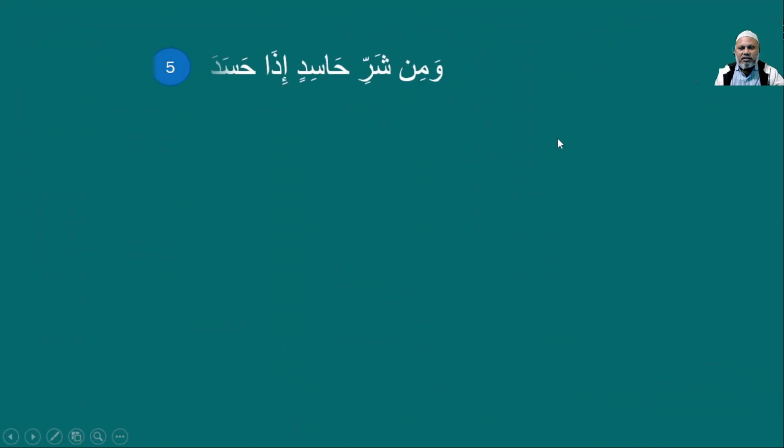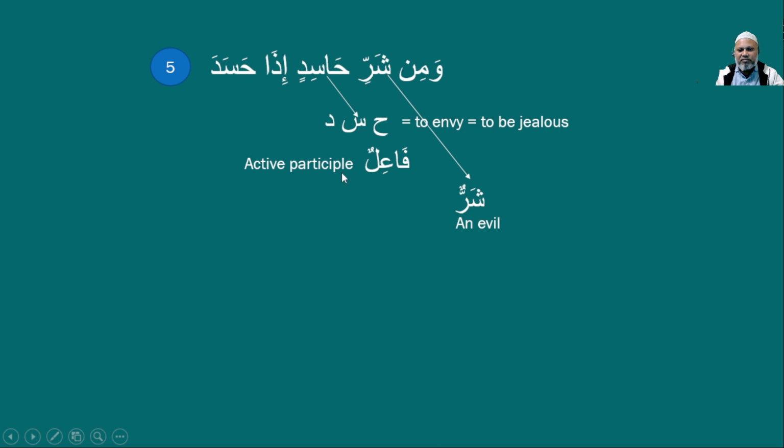Now let's go to the last verse, number 5. Wa min sharri hasidin iza hasad. The sharri again comes from sharrun, and hasidin comes from these three root letters, which give this type of meaning: to envy or to be jealous. It follows the active participle pattern fa'ilun. Putting these three letters here, we get hasidun, which means an envier.